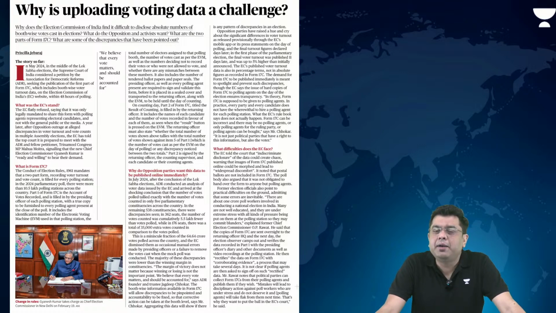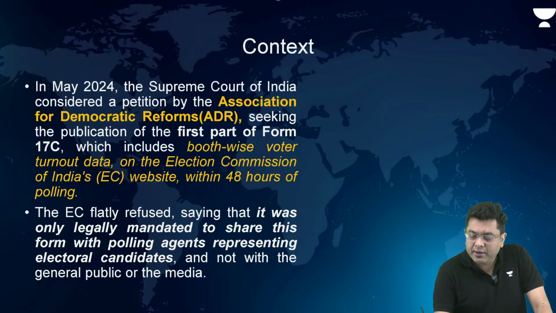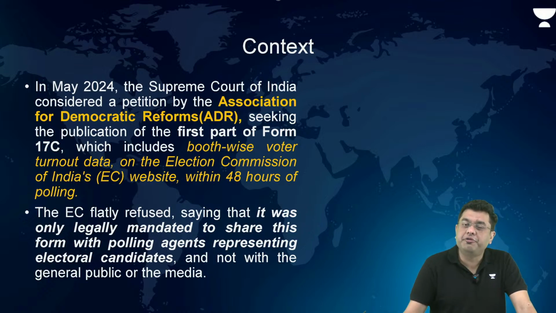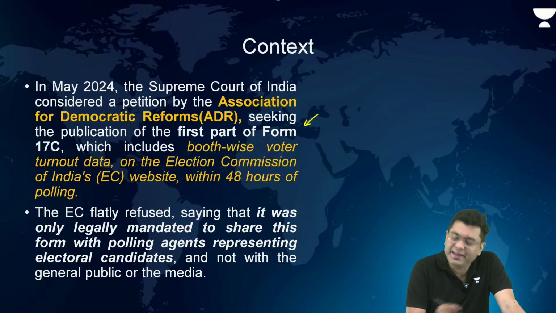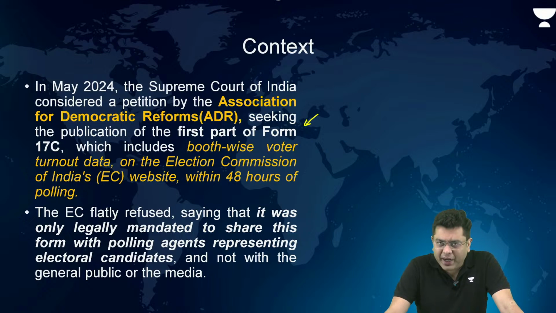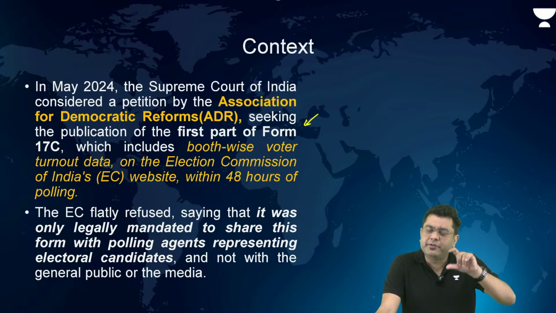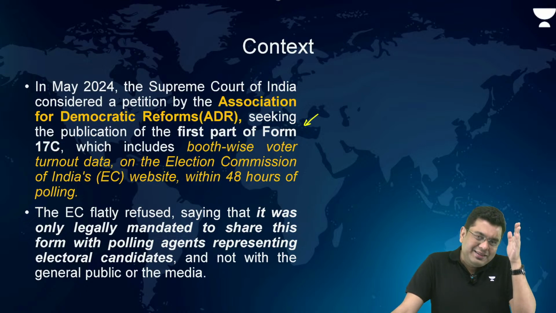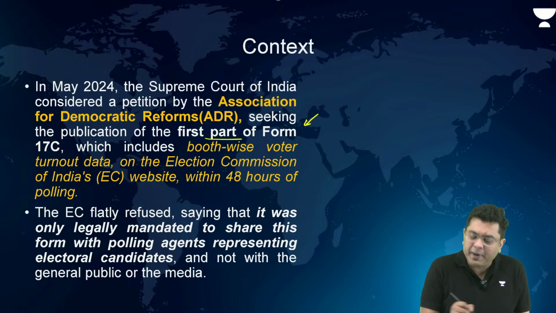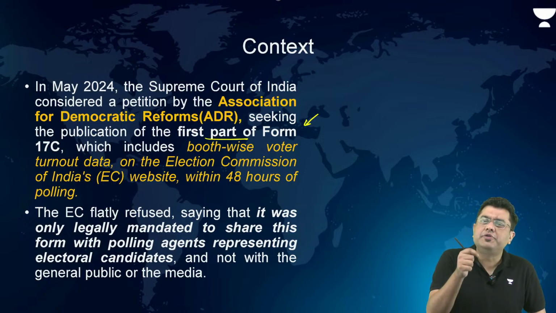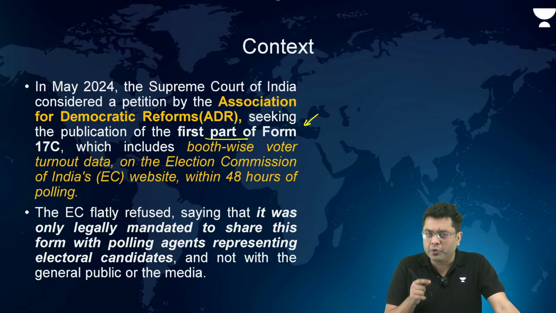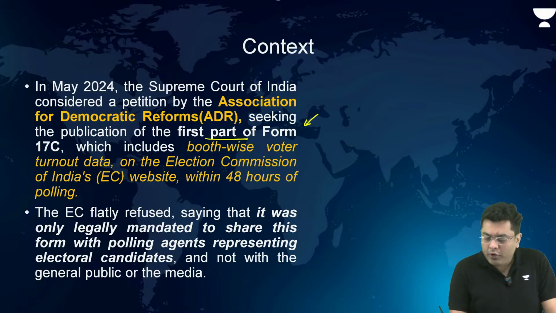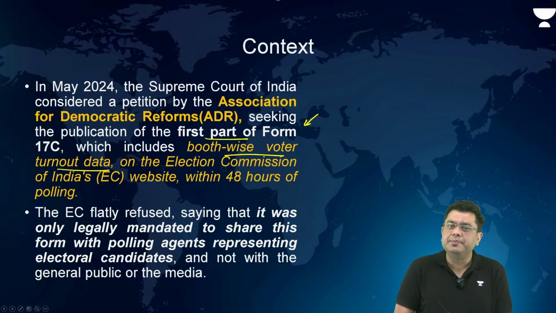So ADR had basically approached the Supreme Court, and ADR had sought the publication of the first part of Form 17C. Now, 17C has got two parts. The first part consists of the details of the voter data. ADR had requested the Supreme Court that this part 1 of the 17C should be published within 48 hours of the electoral process happening, right? So, booth-wise voter turnout data should be published on the Election Commission website within the first 48 hours of polling.